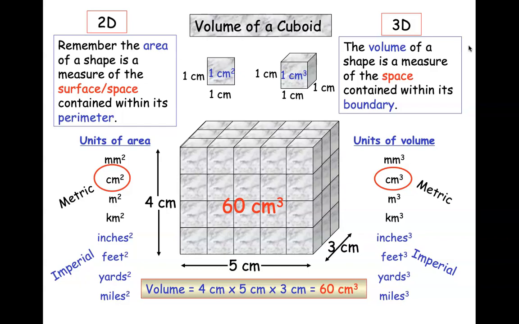So your equation, or your formula, sorry, for working out volume is going to be length times breadth times height. 4 times 5 times 3. And remember, the order of your multiplication sum doesn't matter. You're going to get to the same answer, so you can manipulate the order to make it easier for yourself.